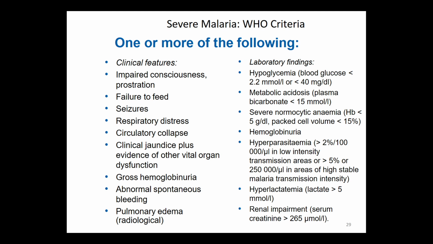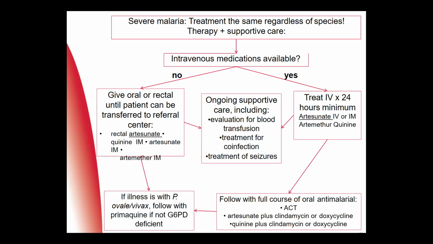hyperparasitemia, more than 2%, 100,000 per microliter in areas of low transmission intensity, or more than 5%, 250,000 in areas of high stable malaria transmission intensity, hyperlactatemia, lactate more than 5 millimole per liter, renal impairment, serum creatinine more than 265 micromole per liter. Severe malaria is treated the same regardless of species.